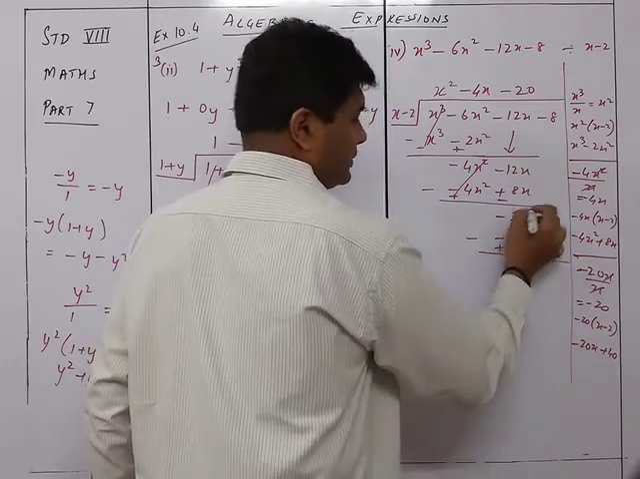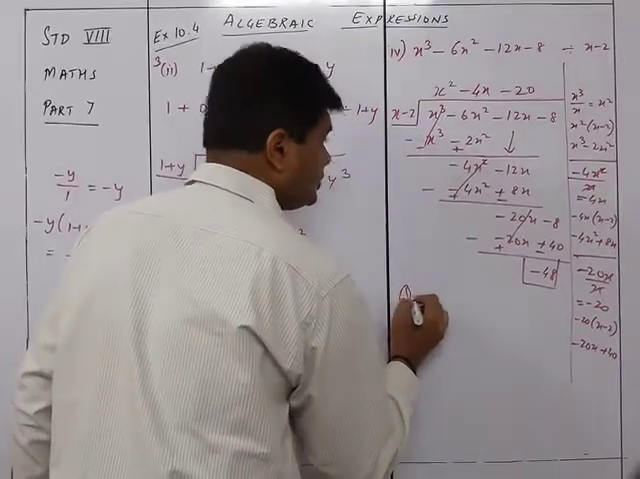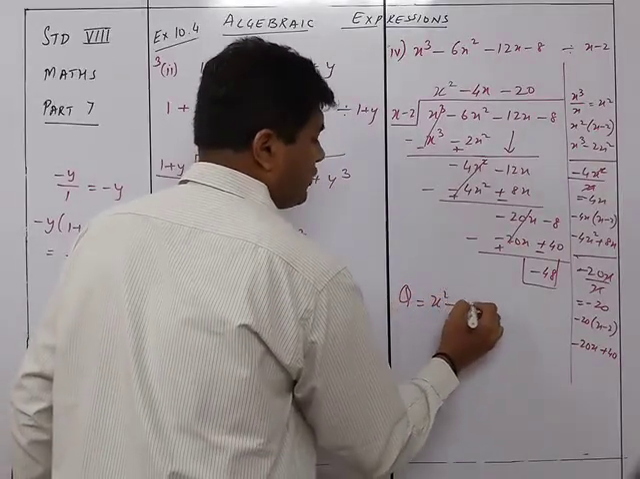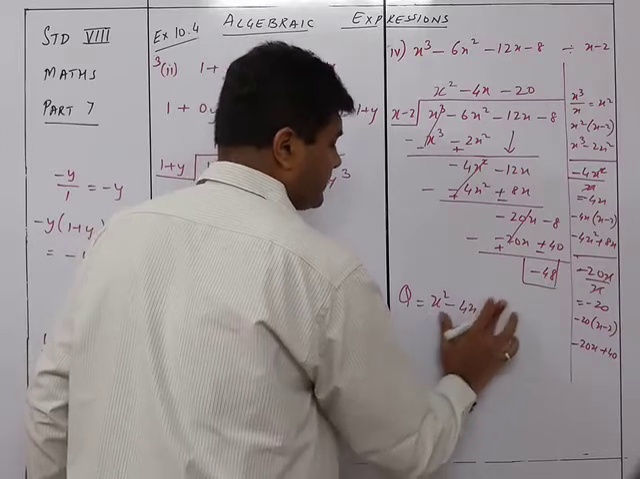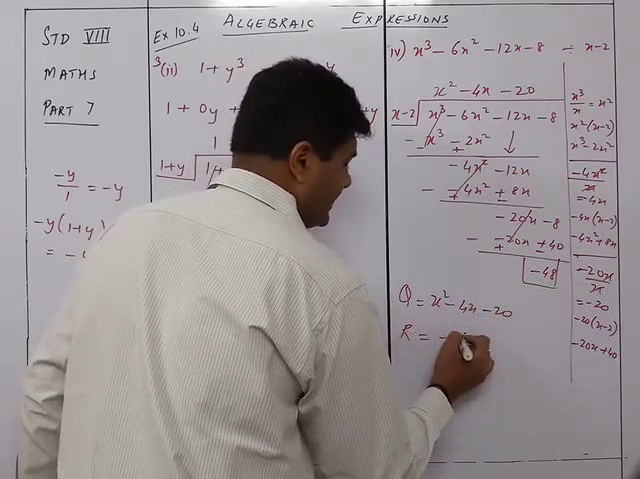Subtraction sign. So it is minus 48 is the remainder. So the quotient is x square minus 4x minus 20, and the remainder is equal to minus 48.